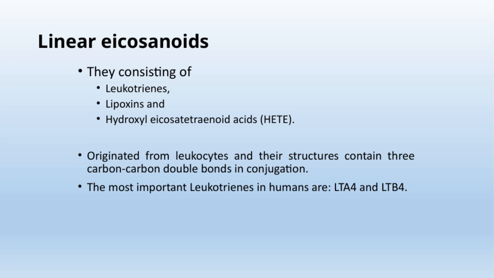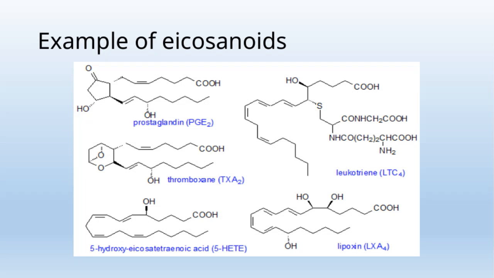Among these, the most significant leukotrienes in humans are LTA4 and LTB4. These molecules play crucial roles in inflammation and immune signaling. Additionally, we refer to these as linear eicosanoids because of their straight-chain structure, which distinguishes them from other eicosanoids that may have cyclic forms. Understanding these compounds helps us appreciate how our body regulates inflammation and responds to injury or infection. Let's take a look at this slide, which provides an example of eicosanoids.